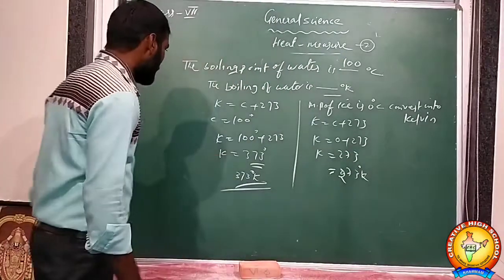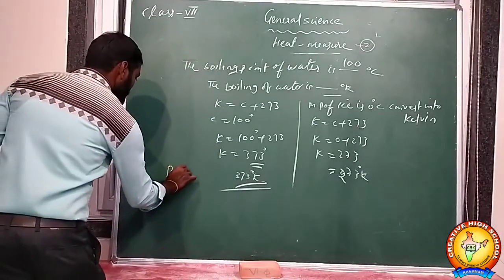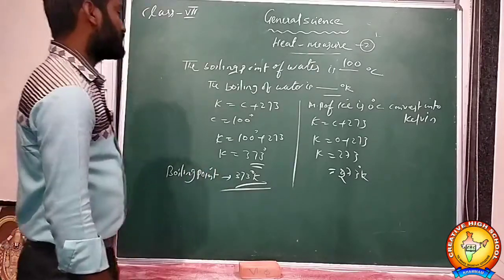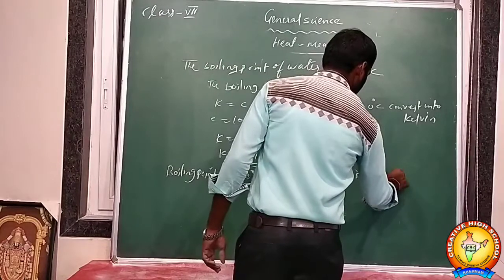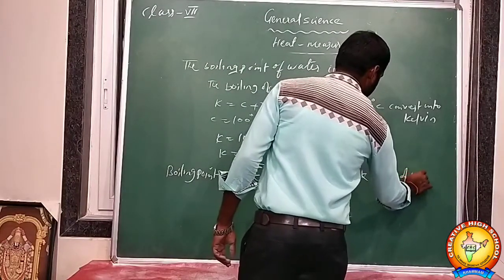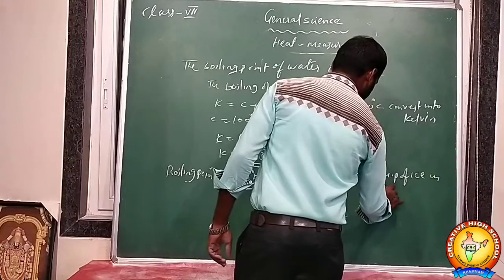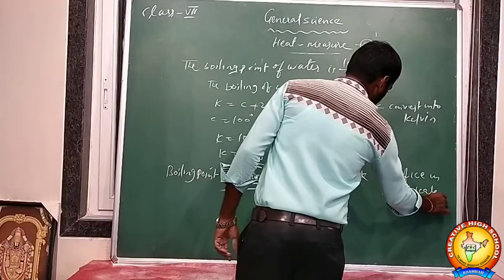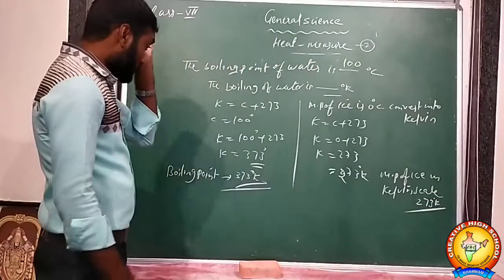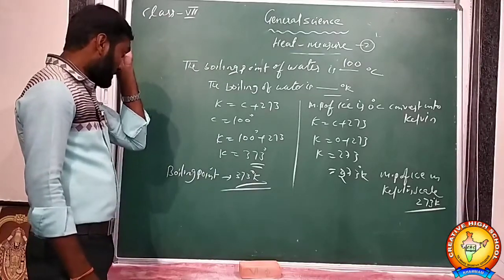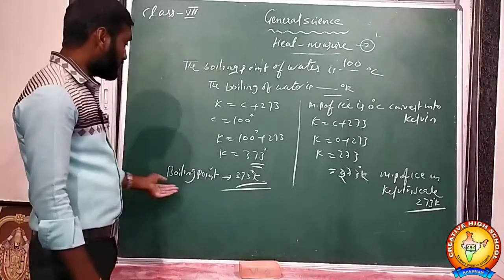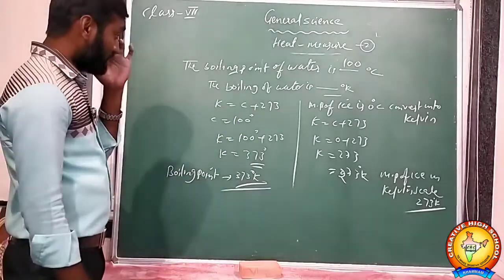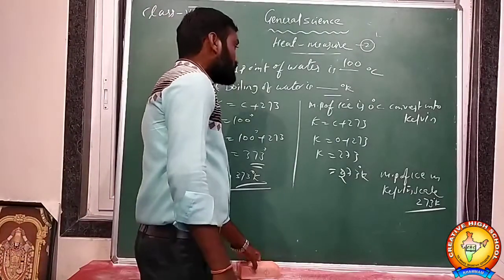So 373 is the boiling point of water. The boiling point of water in the Kelvin scale is 373. The melting point of ice in the Kelvin scale is 273 Kelvin. Like that you can find any type of point, you can find its value by using the formulas. Boiling point is 373 and melting point is 273 degrees Kelvin. These are the melting point and boiling point of ice and water. Okay, students.